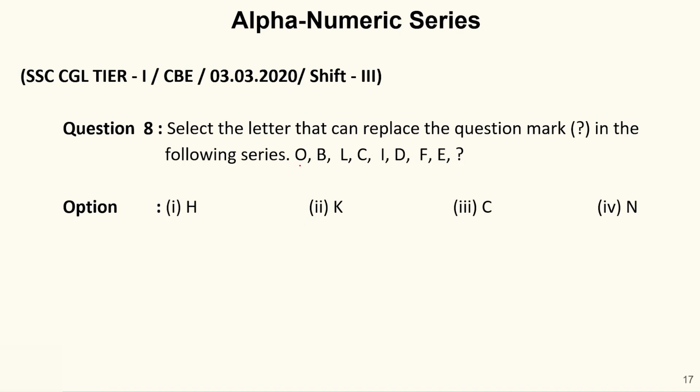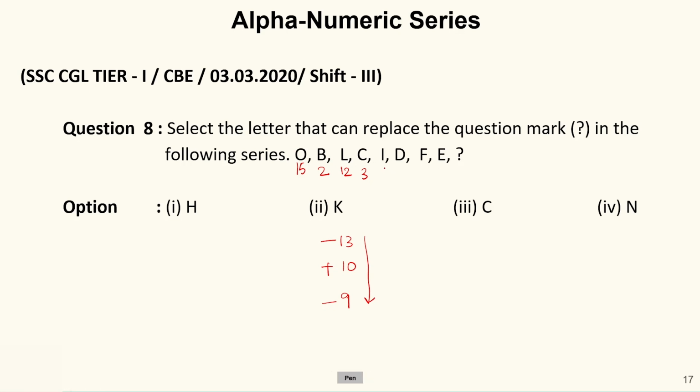Okay. So O is positioned at 15 and B is positioned at 2. So there's a decrement of 13 terms. L is positioned at 12. C is positioned at, so again an increment of 10 terms, and first there was a decrease of 13 terms, then an increase of 10 terms, then again a decrease of 9 terms. So I can't really figure out any logic in this. I can't figure out how the alphabets are jumping.